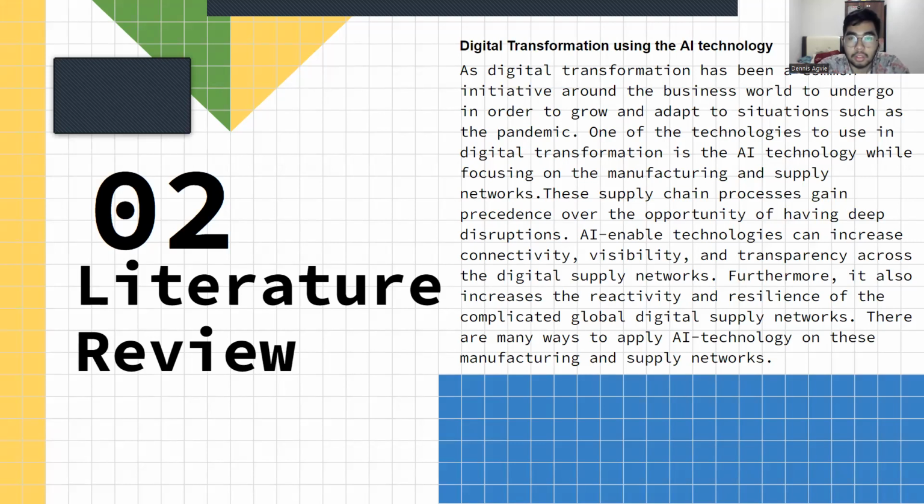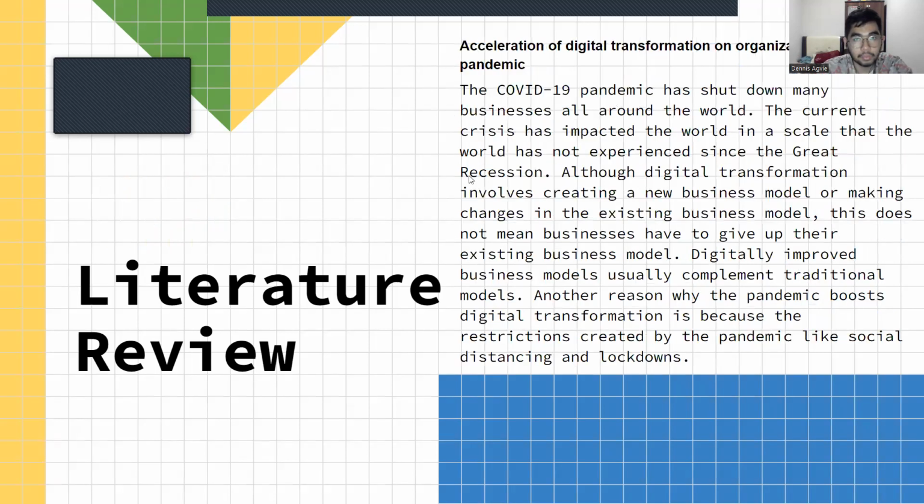Well, one of the technologies that uses digital transformation is AI technology, while focusing on the manufacture and supply networks. The supply chain process gained precedence over the opportunity of having deep disruptions. AI-enabled technologies can increase connectivity, visibility, and transparency across the digital supply networks. Furthermore, it also increases the reactivity and resilience of the complicated global digital supply networks. There are many ways to apply AI technology on these manufacturing and supply networks.